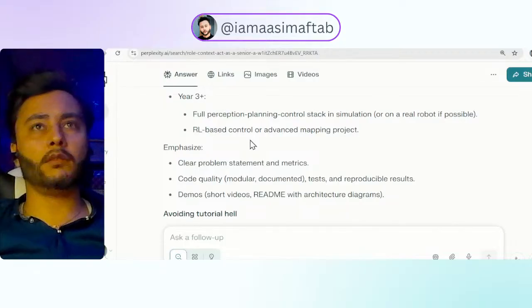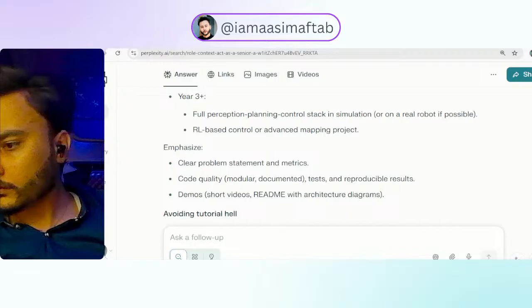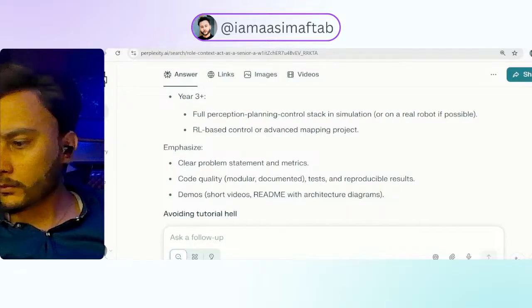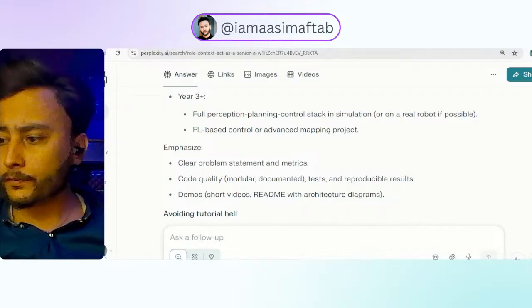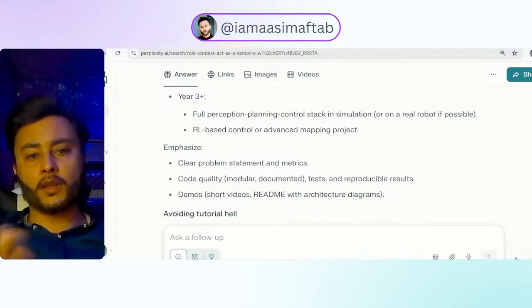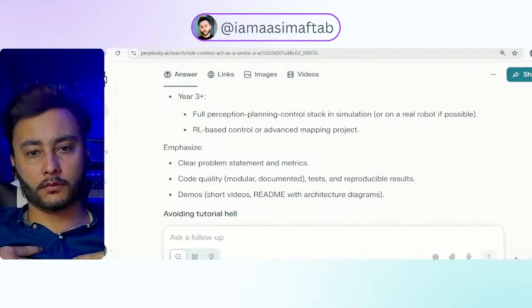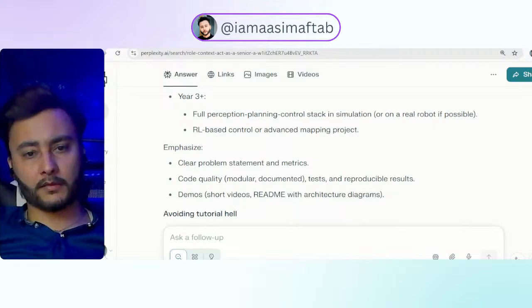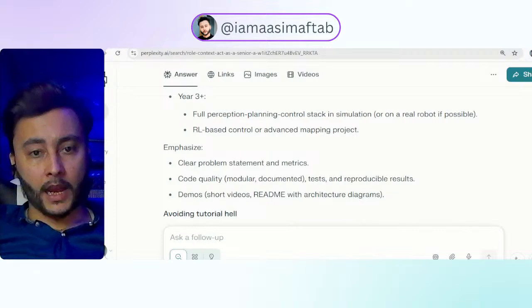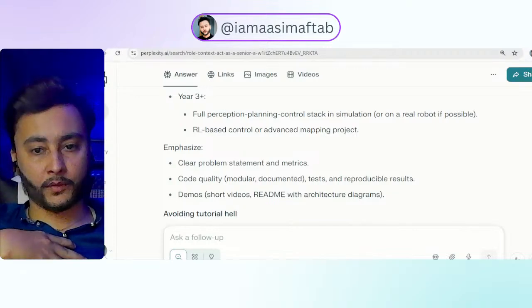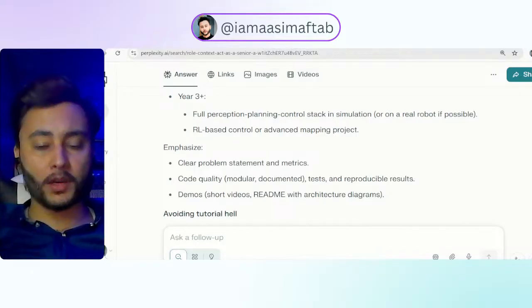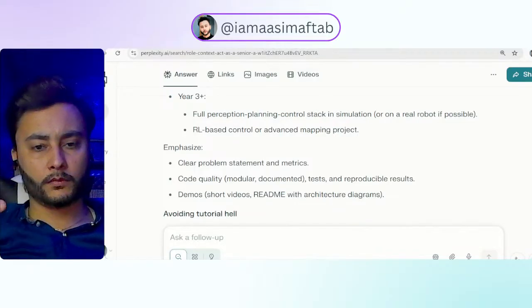Let me see how much time it took me to understand. I'm not from the robotics field, I'm from the AI field. In 20 minutes, I did research and I know things which first, second, and third semester university students may not know.